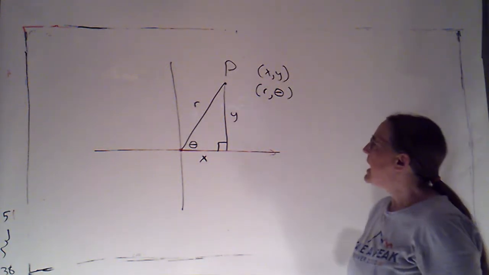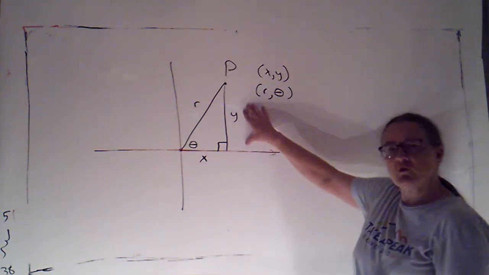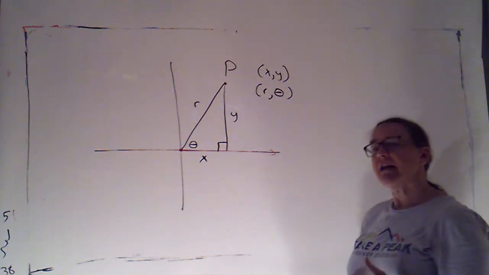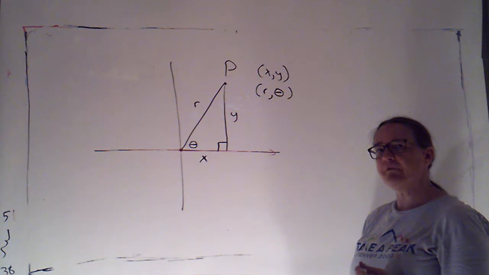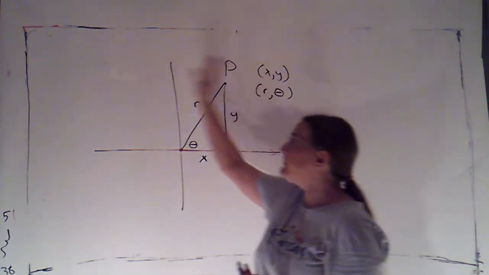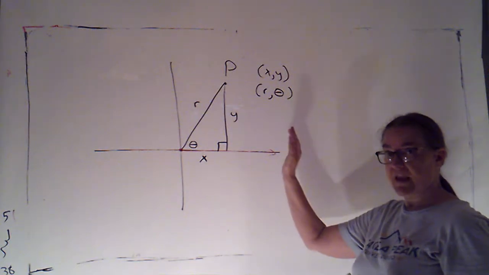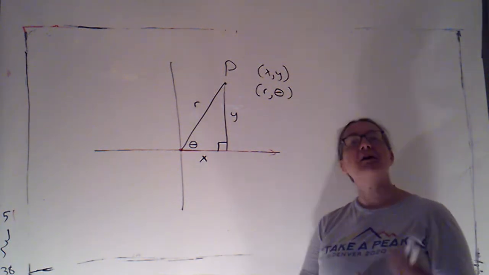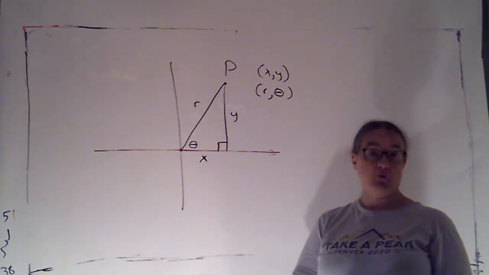Okay. Now, I'm going to use this triangle to derive some formulas. And if we're careful, we'll be able to derive formulas that will be valid not just in quadrant 1, but for any point on the plane. And not just for the simplest choice of polar coordinates, but for any choice of polar coordinates.